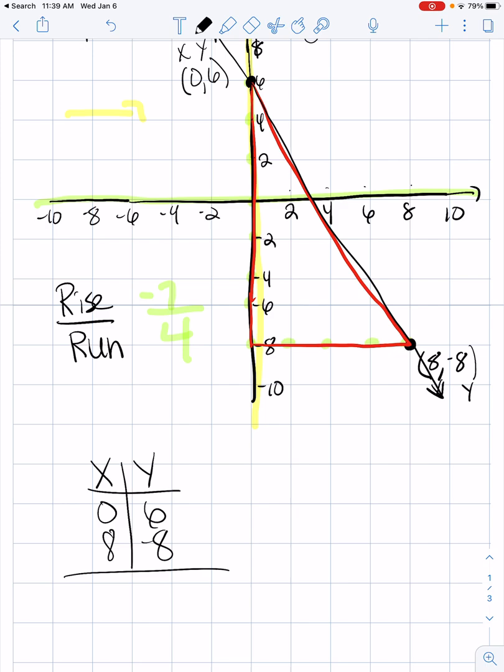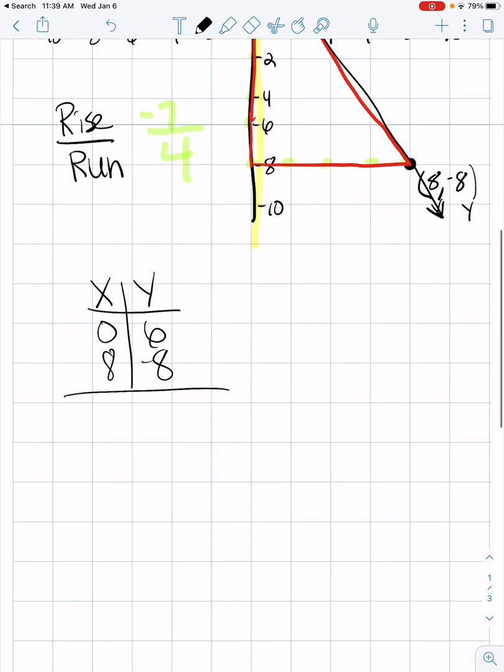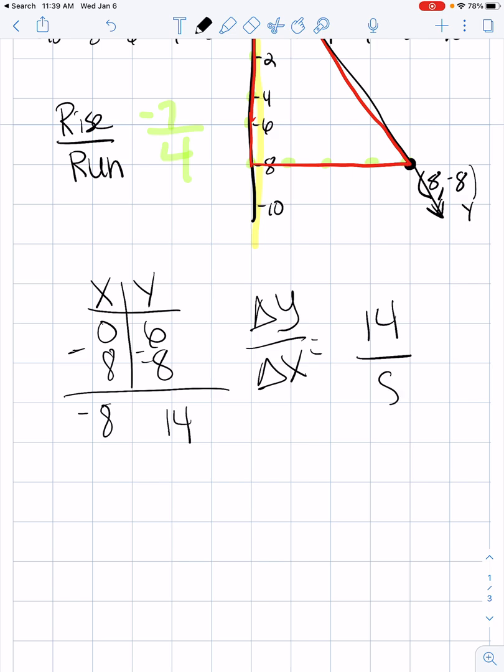And then I'm going to subtract. Essentially, I'm going to take these two numbers and subtract them. So 0 minus 8 is -8. 6 minus -8 is 14. So we have 14 over 8. And remember, we write it change in y over change in x. So we have 14 over -8.